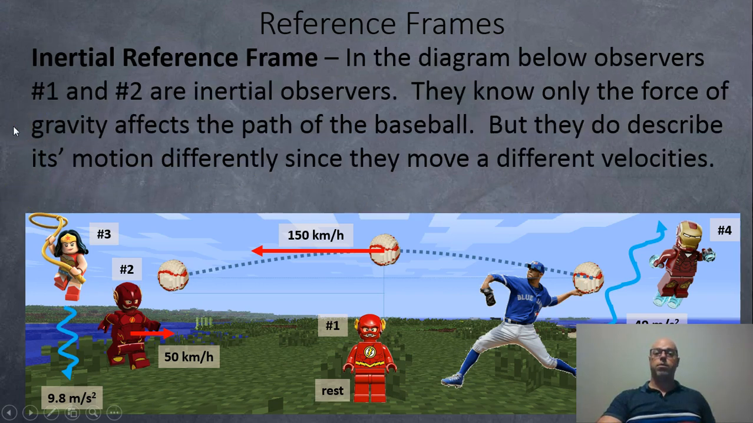In the inertial reference frame, we have two observers down below here who are inertial. So we have the old Flash right here at rest, not moving. This is the rest frame of motion, which is an inertial frame of motion. And then we've got the other Flash moving at 50 kilometers per hour east, or to the right. And in this case, both these observers are going to describe the motion of this baseball.